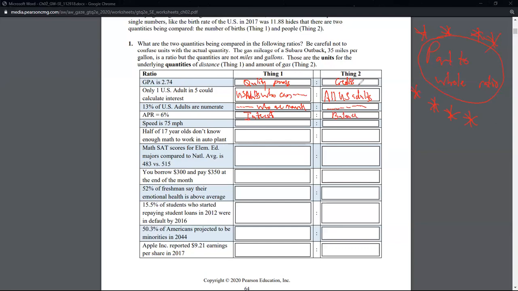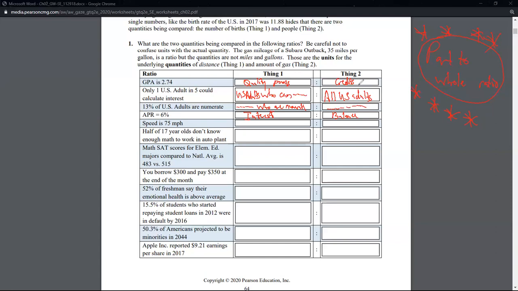Interest, balance, and APR are all tied together. If you know the APR and the balance, you can find the interest. If you know the interest and the balance, you can find the APR. If you know the APR and the interest, you can get the balance. As long as you have two of those things, you can find the third.